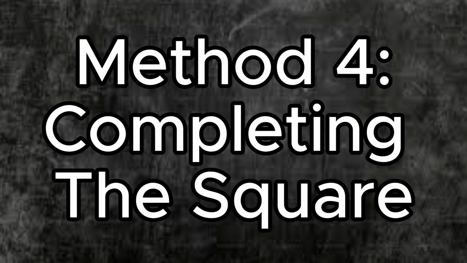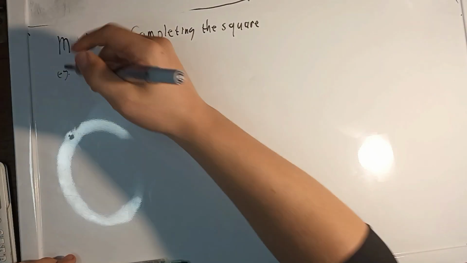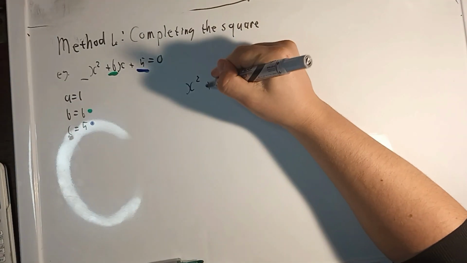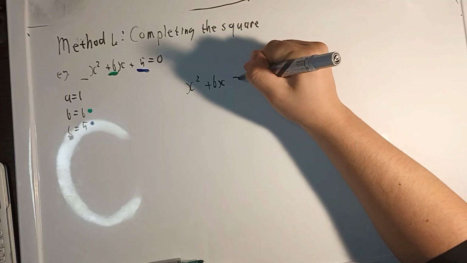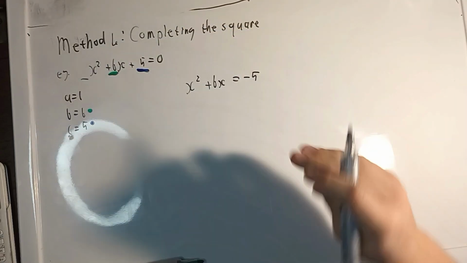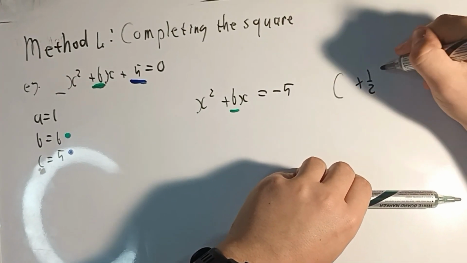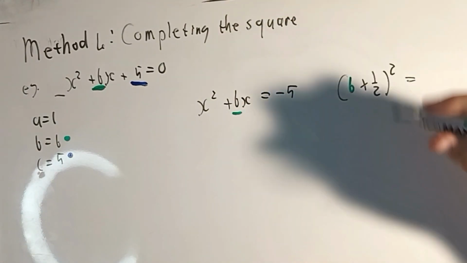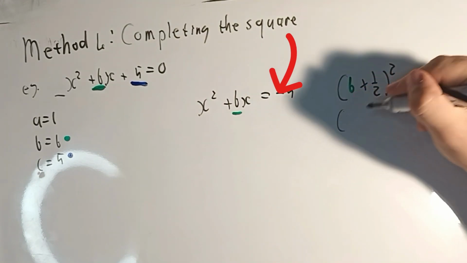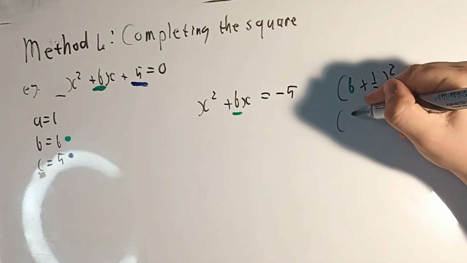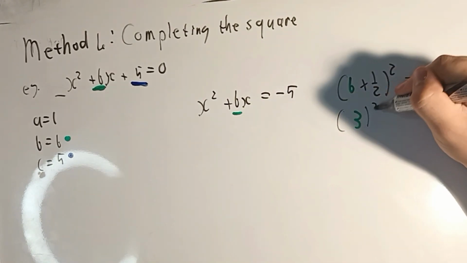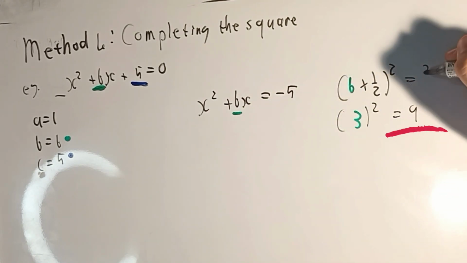The fourth and final method is completing the square. It's a bit more tricky, but loads of fun, and it helps a lot with sketching parabolas later on. After getting the values of a, b, and c, we're going to rewrite the equation, but take the c term across the equal sign, changing its sign, so the 5 becomes negative 5. Then we're going to put the b value into a formula, which is b times a half, squared. Using this formula, we get an answer of 9.